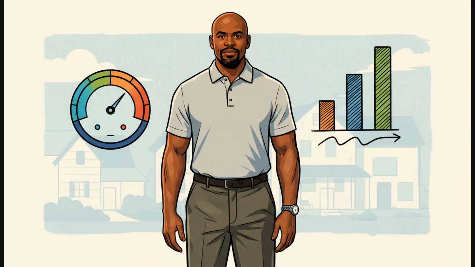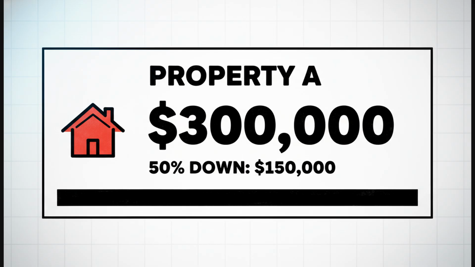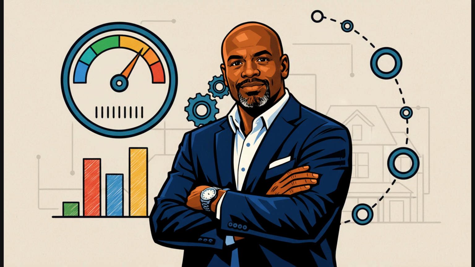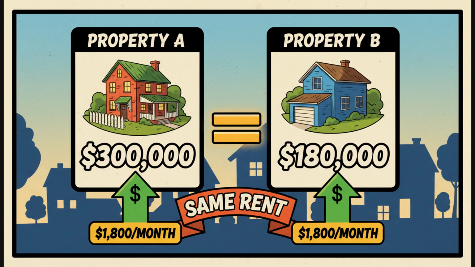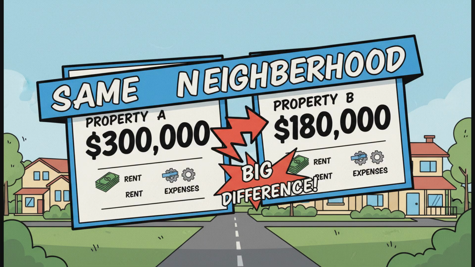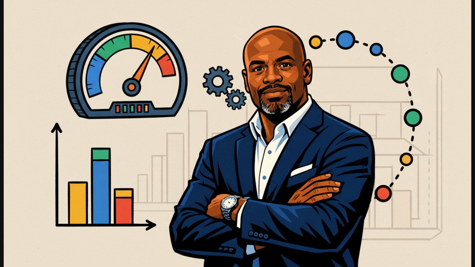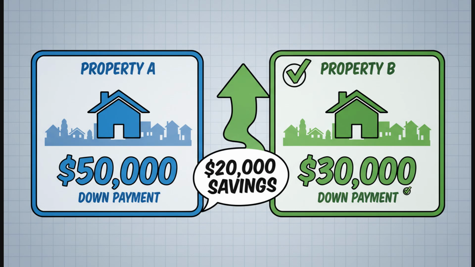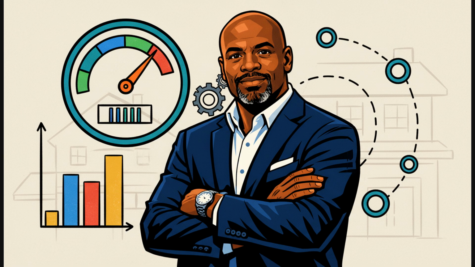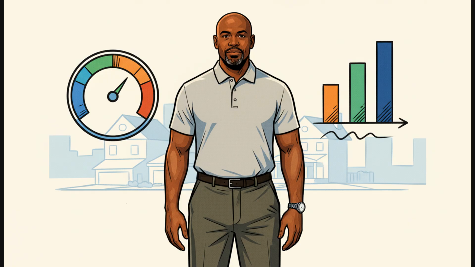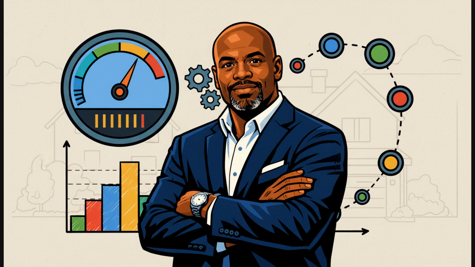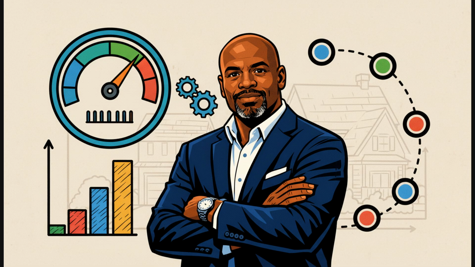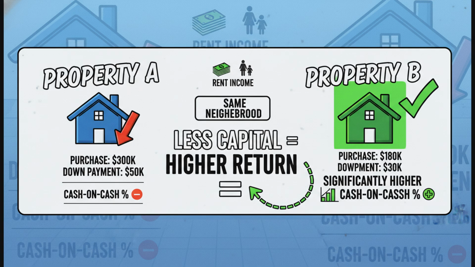Consider two properties in the same neighborhood. Property A costs $300,000. Property B costs $180,000. Same rent, same expenses, same neighborhood. Property A needs $50,000 down. Property B needs $30,000 down. Same bank, same interest rate, same loan term. Which one is the better investment? Property B, every time. The cash on cash return on property B will be significantly higher because you're deploying less capital for the same income.